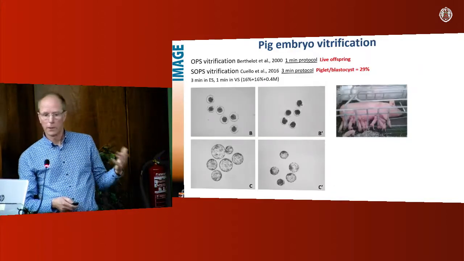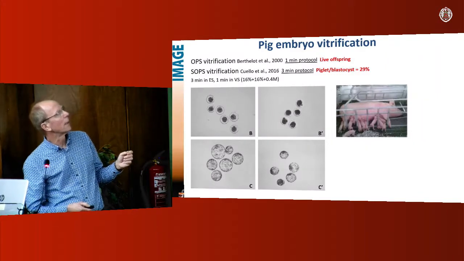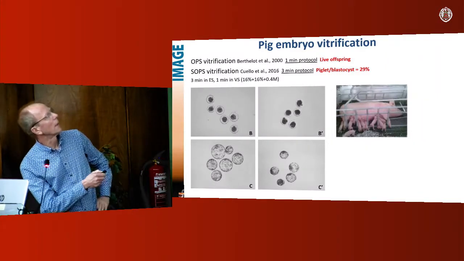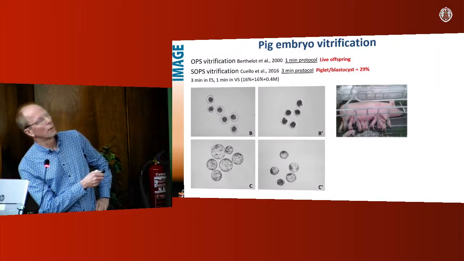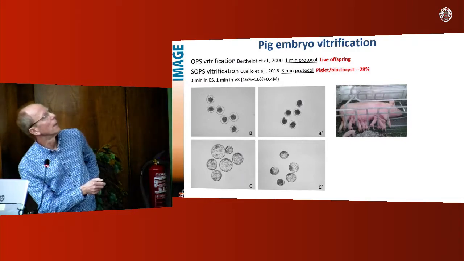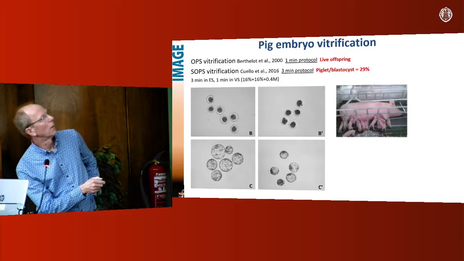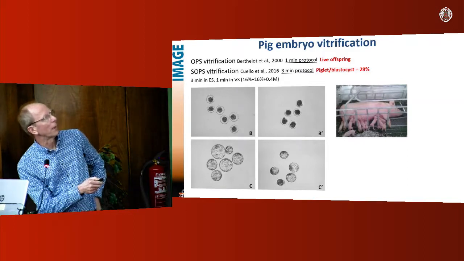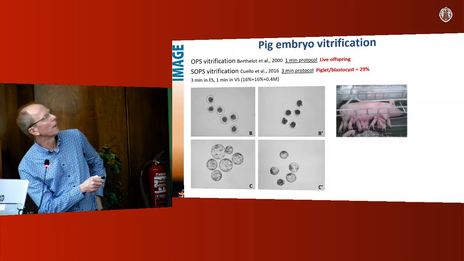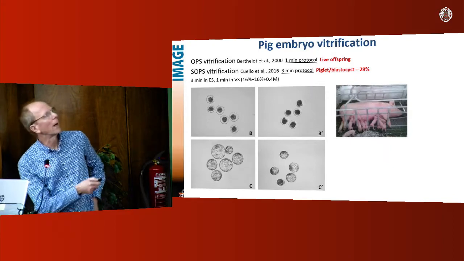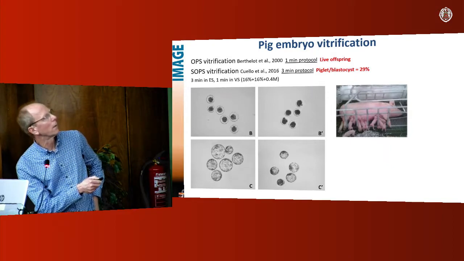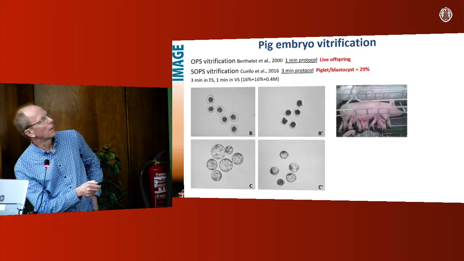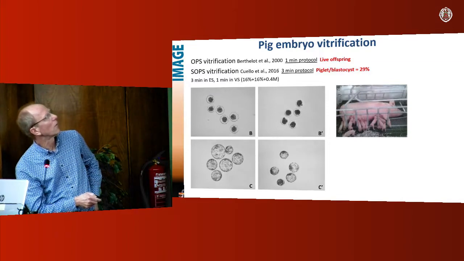Now to turn to the real empirical work done at INRA. Originally Berthelot had used OPS vitrification already with a short protocol in 2000, and they got live offspring. And then later a similar method was used by Cuello in Murcia, and they got very good results. So that's quite nice.